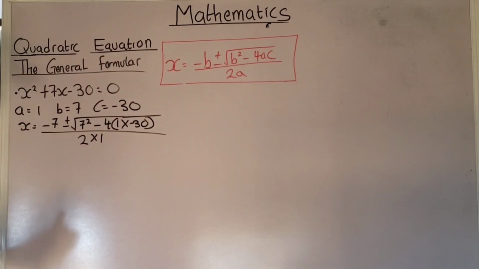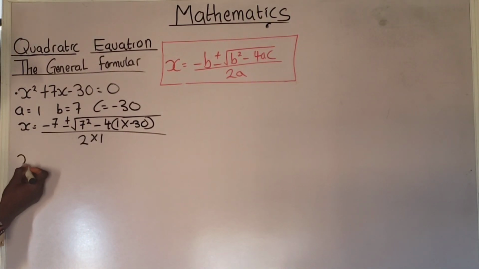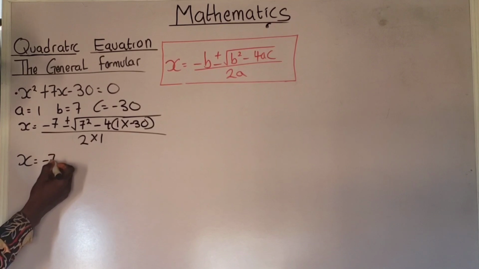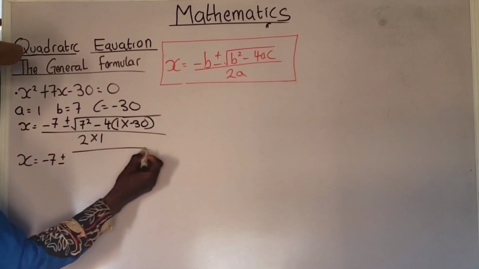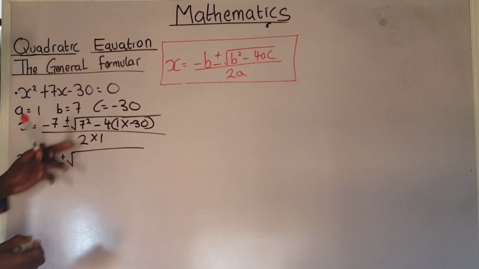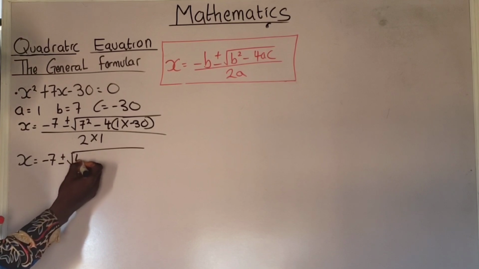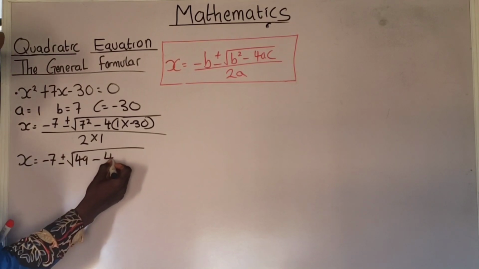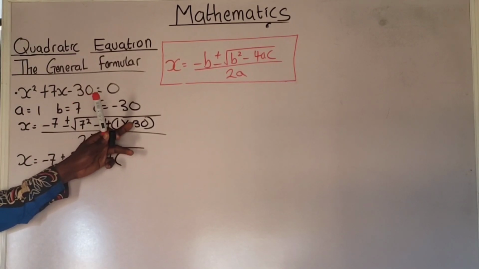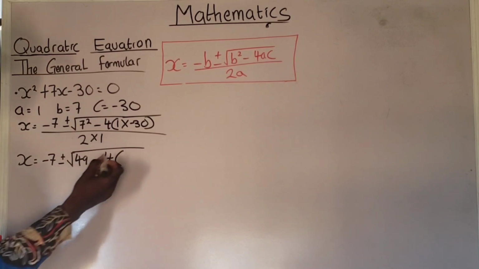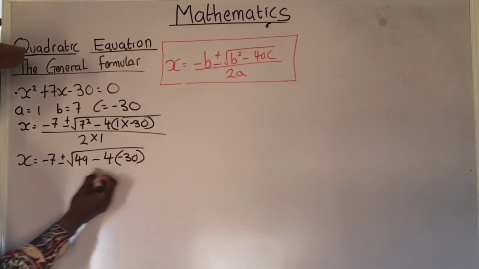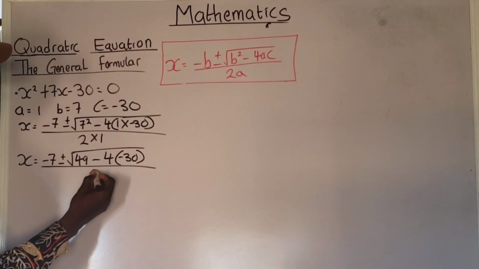Okay, now we've gotten to this point. What's next? All we have to do now is to simplify. X equals negative 7 plus or minus the square root of b squared. 7 squared is 49. So I'm going to have 49 minus 4 into bracket negative 30 multiplied by 1. That is negative 30. So I'm going to have negative 30, all over 2.